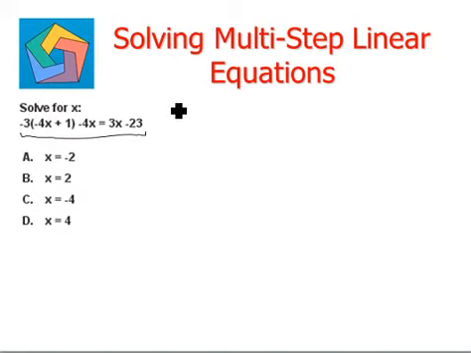Let's rewrite the equation and see how we can solve a multi-step linear equation. Minus 4x equals 3x minus 23. Now here we see we have x terms on both sides of the equality sign, that is on the left side as well as on the right side.